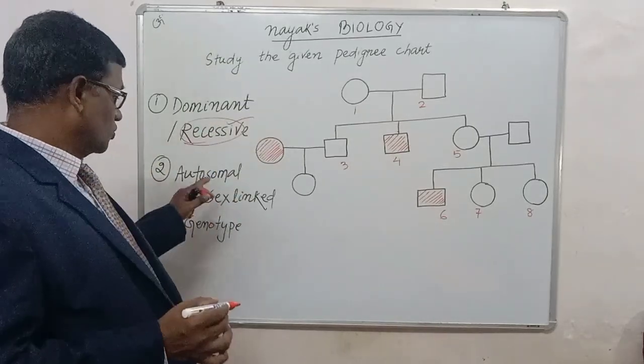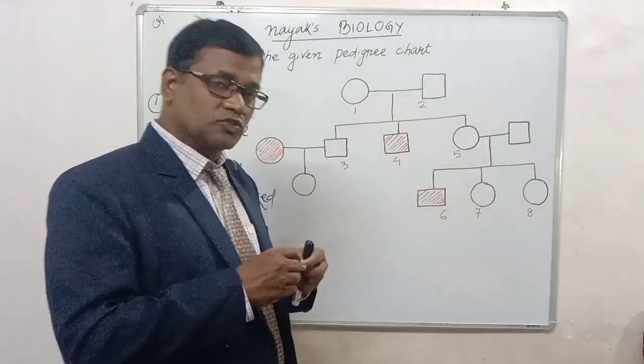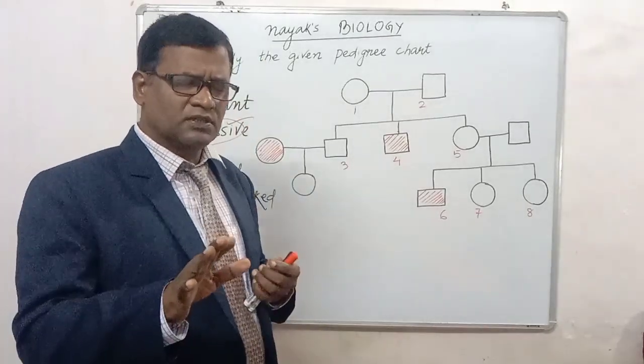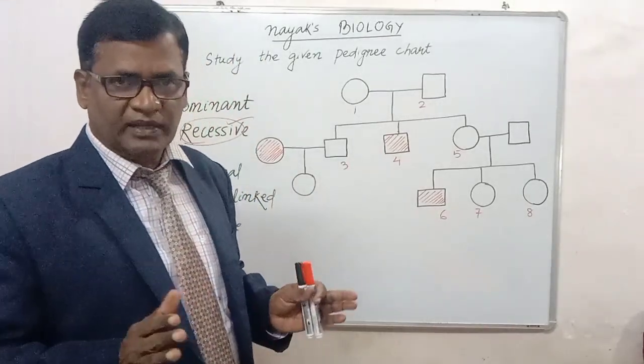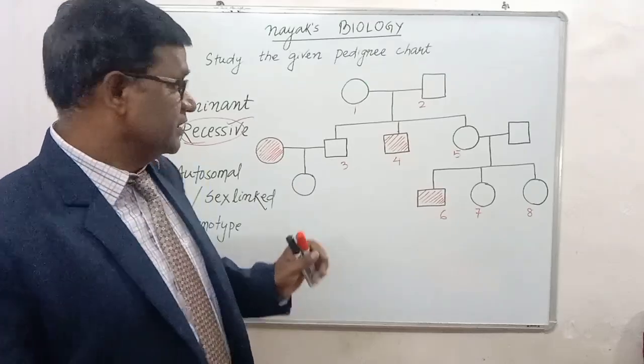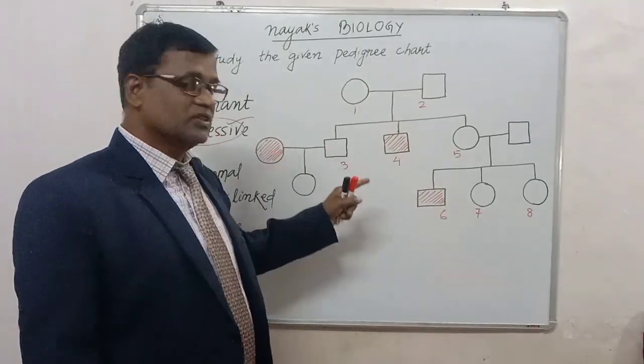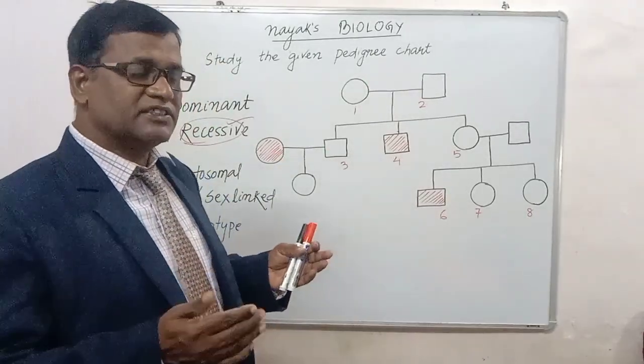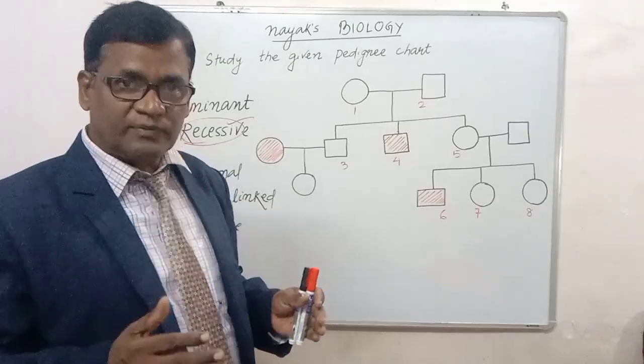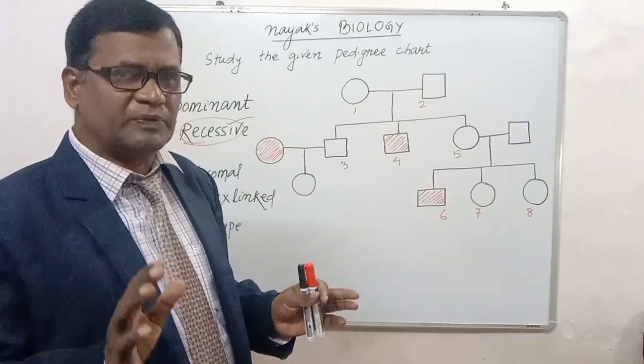Now, second is autosomal or sex linked. What is autosomal? Autosomal means we have the autosomes. Whether male or female, we both have the same autosomes. That's why if both girls or both boys are affected, then it is autosomal, because the probability of being infected by an autosomal disorder is 50-50%.